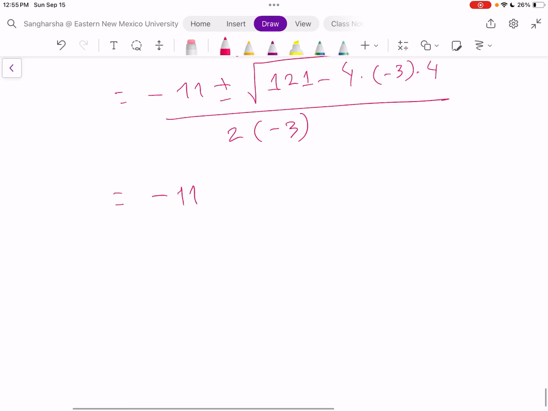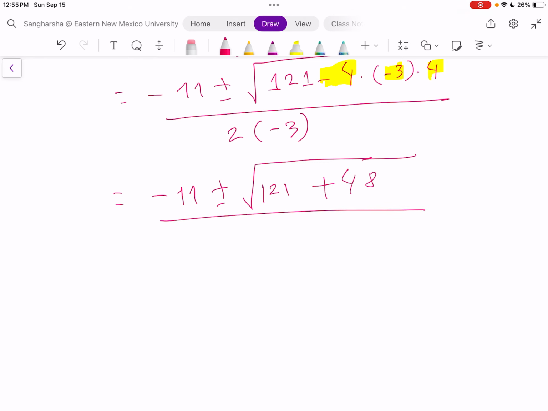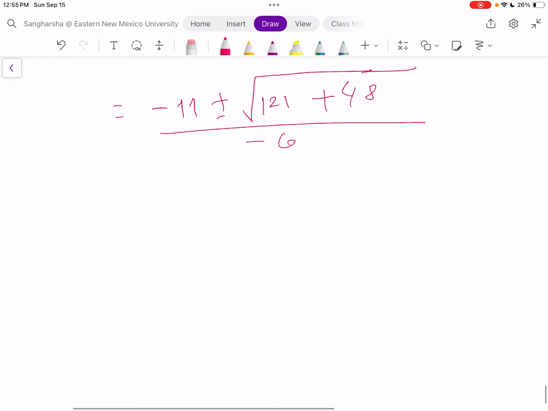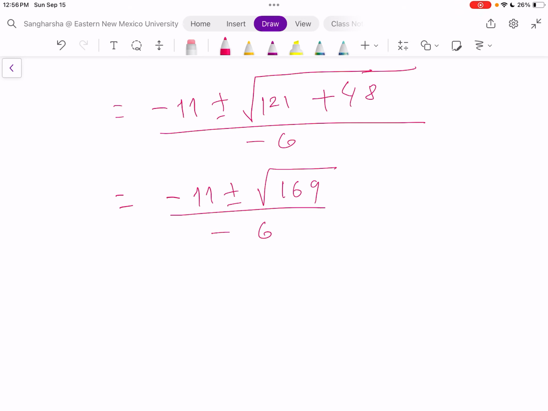So this is negative 11 plus or minus the square root of 121 as it is. Negative 4 times negative 3 is negative 12, sorry, no, positive 12, times positive 4, that is positive 48, divided by 2 times negative 3, negative 6. So this is negative 11 plus or minus the square root of 121 plus 48, which is 169, divided by negative 6. We know the square root of 169 is 13. So we have negative 11 plus or minus 13 divided by negative 6.